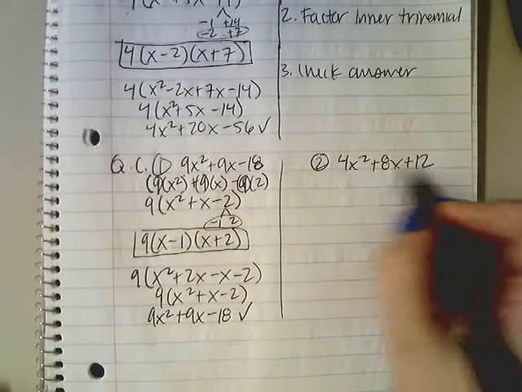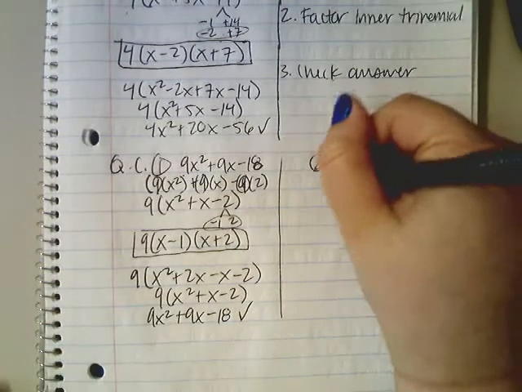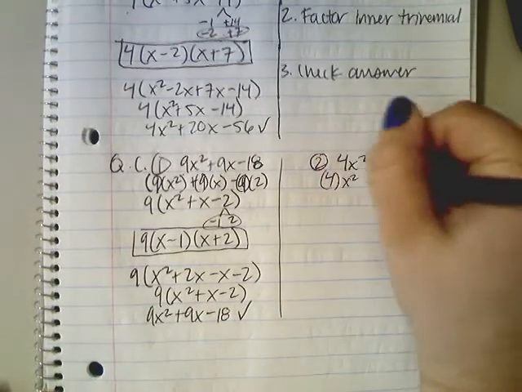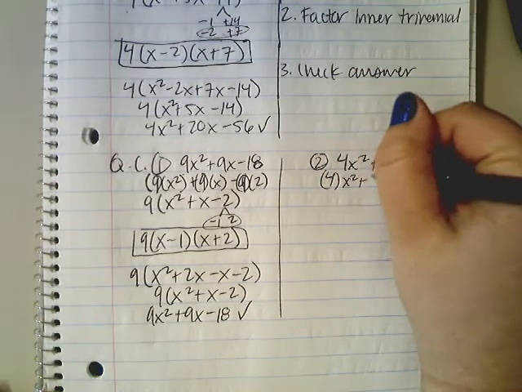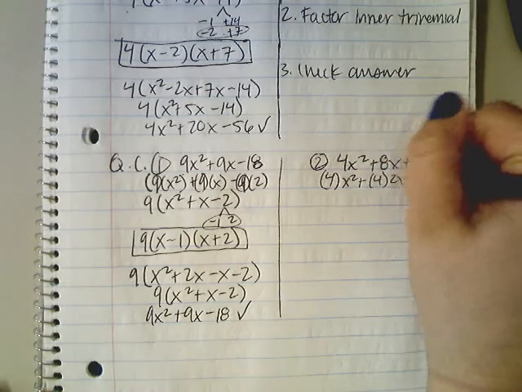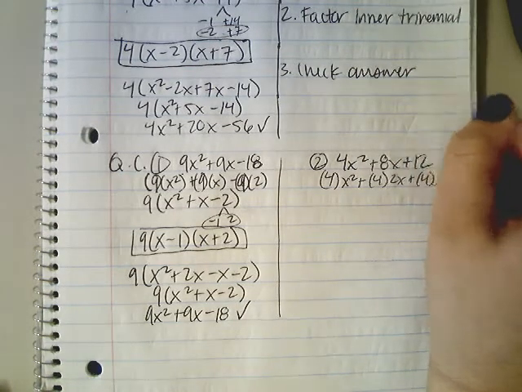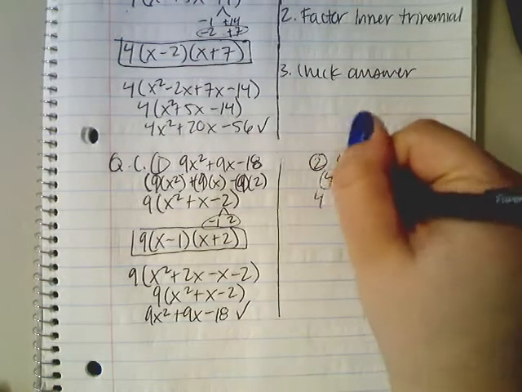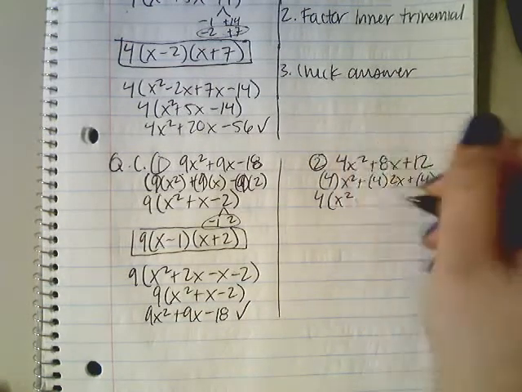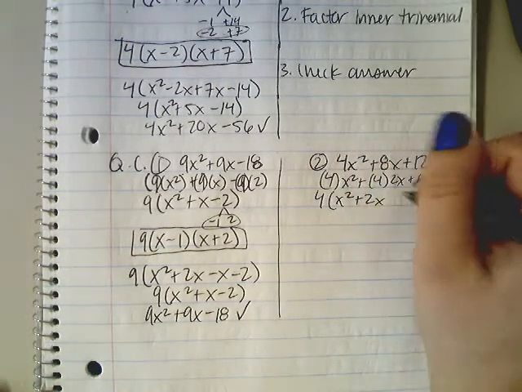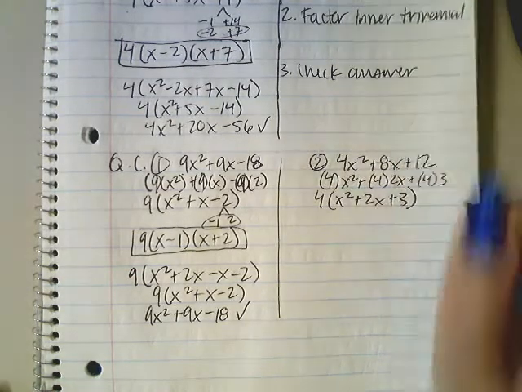So here I have a common factor of 4, so I'm going to pull my 4 out front for each one. I'm left with x squared and then 2x and then 3. And then I pull the 4 to the front, and I'm left with 4 times x squared plus 2x plus 3.